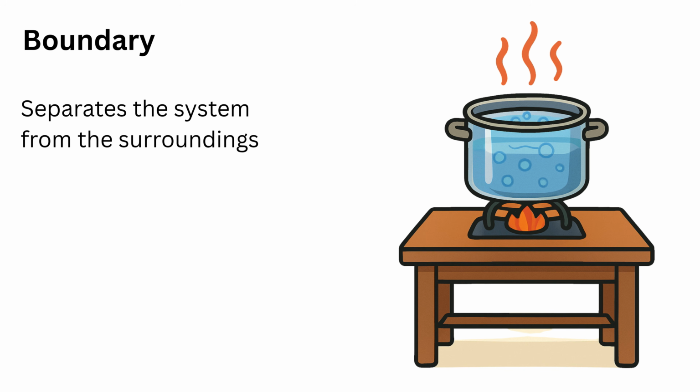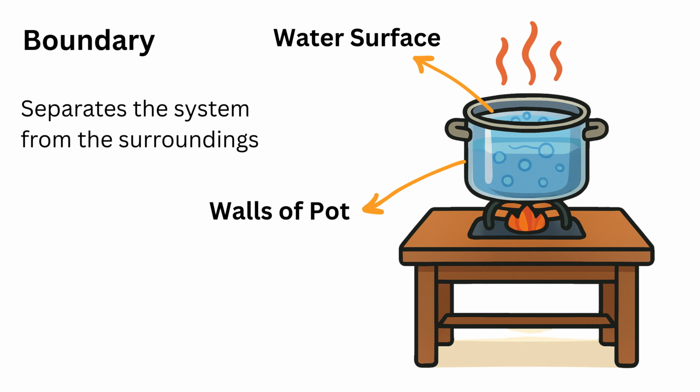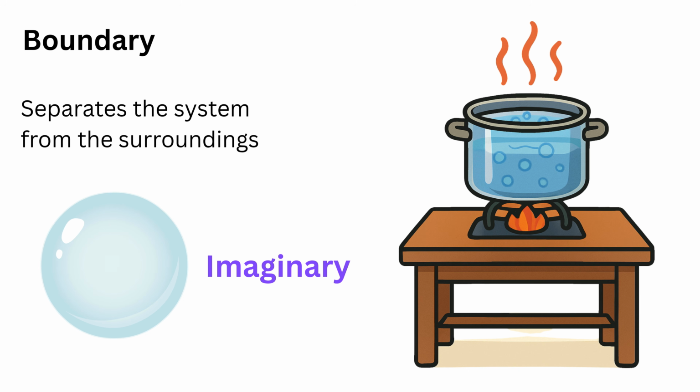The boundary is what separates the system from the surroundings. In our boiling water example, the walls of the pot and the surface of the water act as boundaries. Sometimes this boundary is real and visible, like the pot wall. Other times, it can be imaginary, like if we imagine a bubble of air in a room as our system.